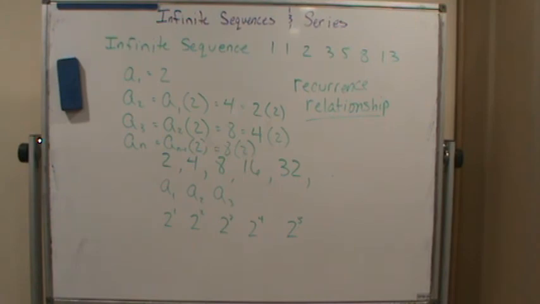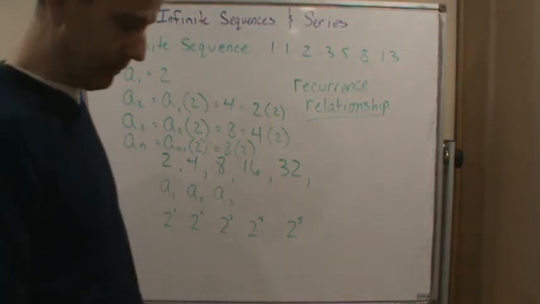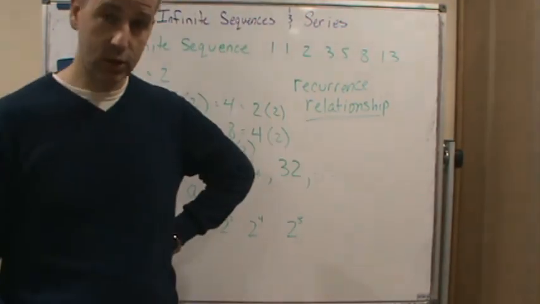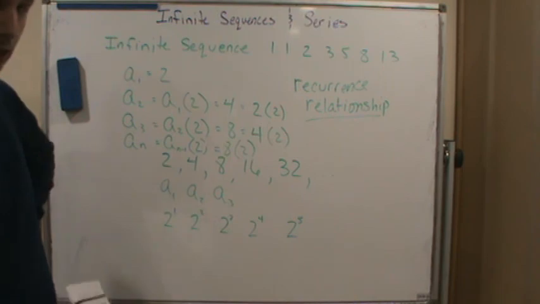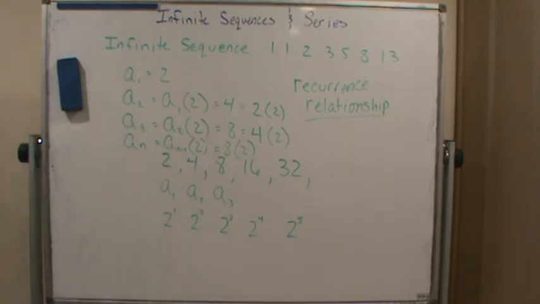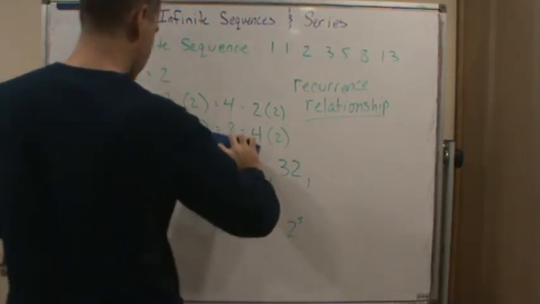Now, we can also define a sequence that does not start at n equals 1. The index doesn't have to start at 1. It could start at 2. We can also define it to start at 0.